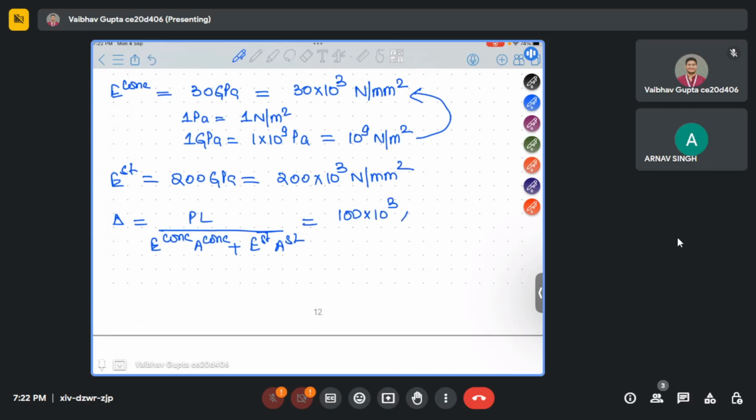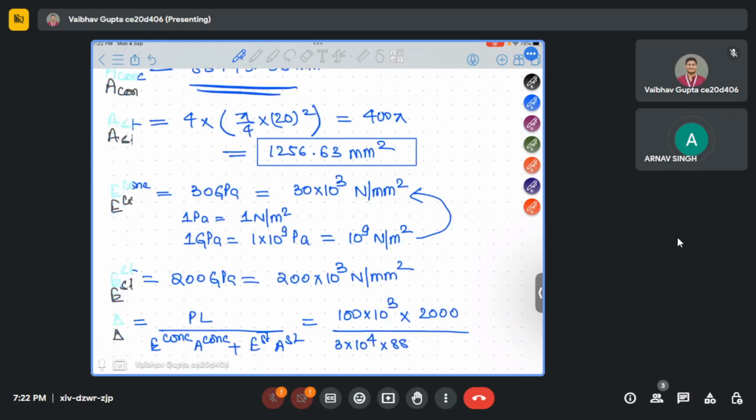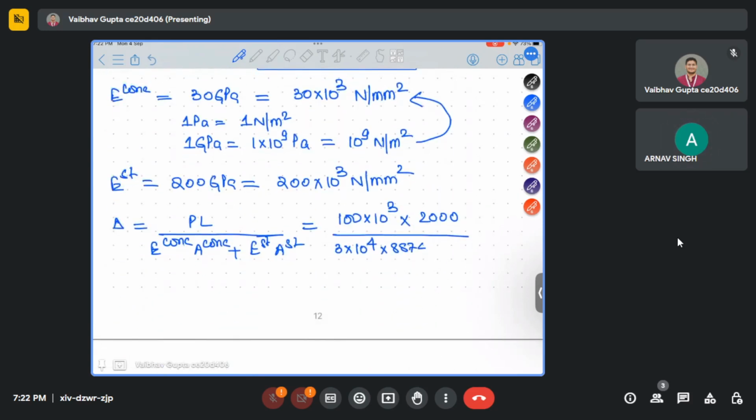Length is given as 2 meter, which is nothing but 2000 millimeter. E of concrete is 3 into 10 to the power 4 into 88743, plus 2 into 10 to the power 5 into 1256. You can calculate delta from here. I didn't calculate it. You calculate it by yourself.